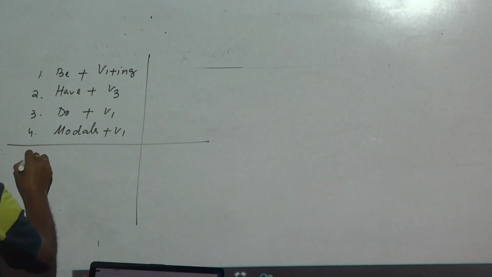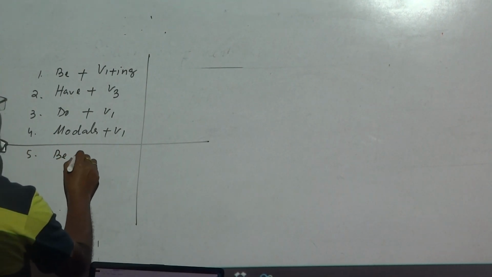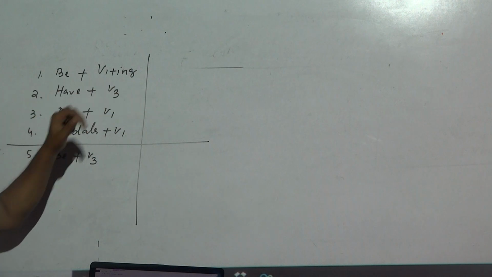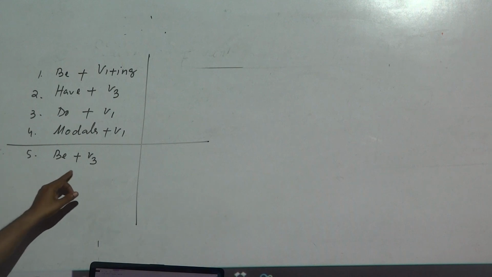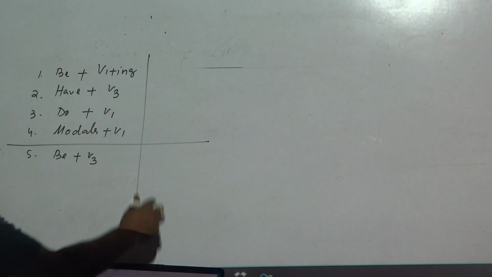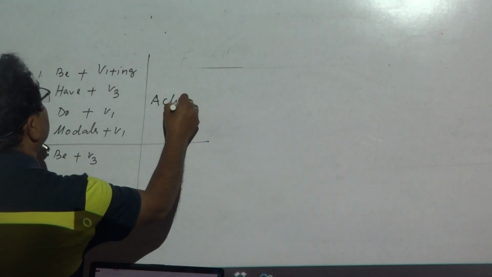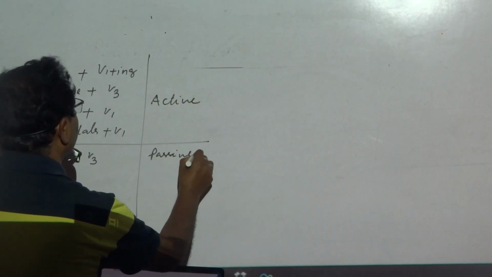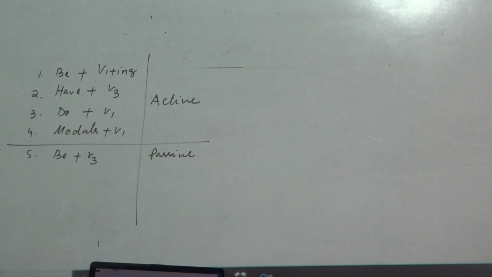Another structure I will give you. Be verb is followed by V3. Either V1 is followed by V1 ing or be verb is followed by V3. These four structures are active. Only this structure is called passive. Look, very simple. So small ideas are there. If you understand these small ideas, you can understand English better and better.